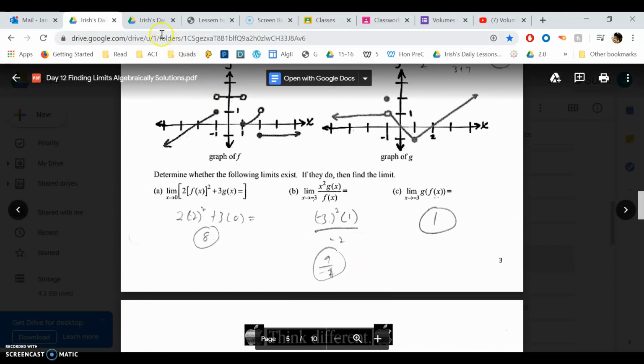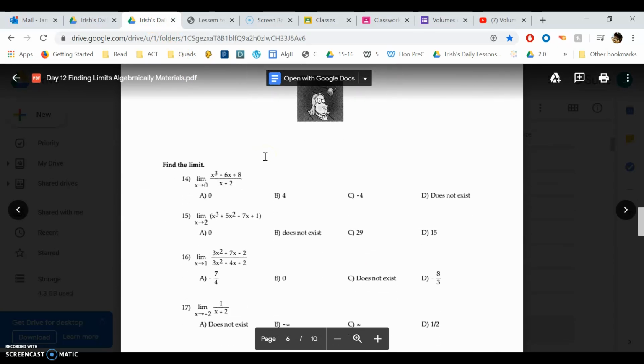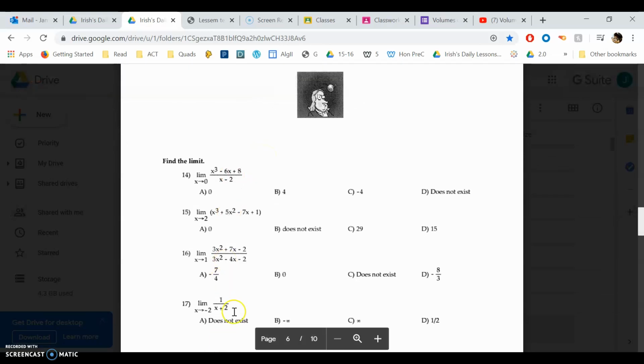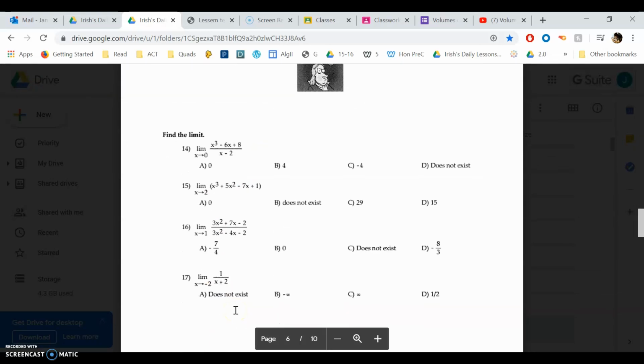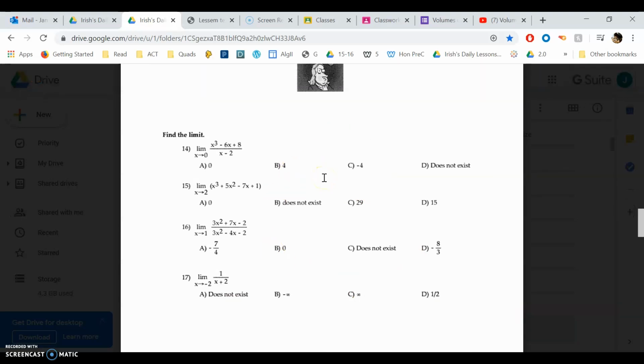Cool? Questions? All right, let's see if you've mastered it now. Here's the Isaac Newton exit quiz. You have 1, 2, 3, 4 questions. I want you to do these and enter your scores into the Google Sheet on Google Classroom. Nice job, everybody.